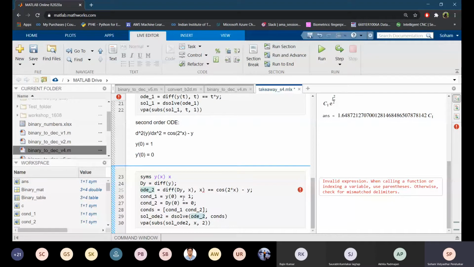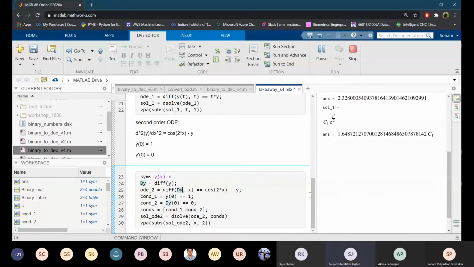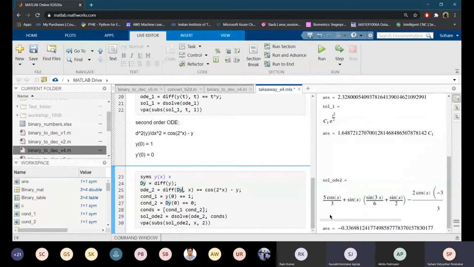See, it is not allowing us. Invalid expression when calling a function or indexing a variable. Use parentheses. Otherwise, check for mismatched delimiters. I think there is some issue with this dy. I think you should erase the comma x in that bracket. Yeah, it is giving the same answer. Sorry, yeah. So you can use this, right?